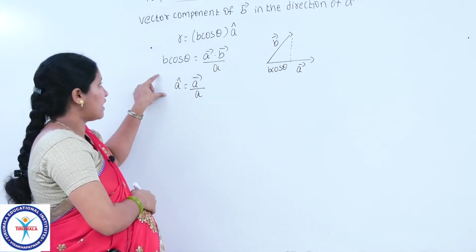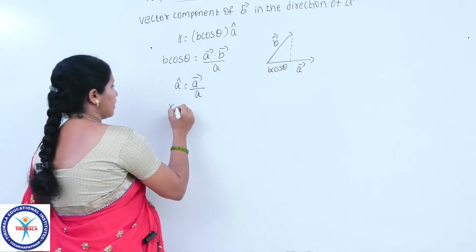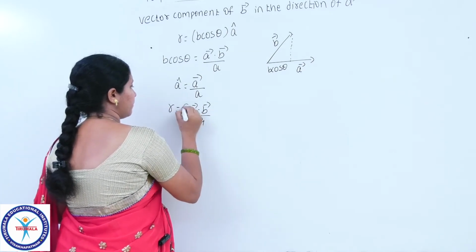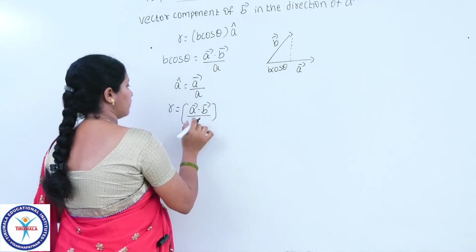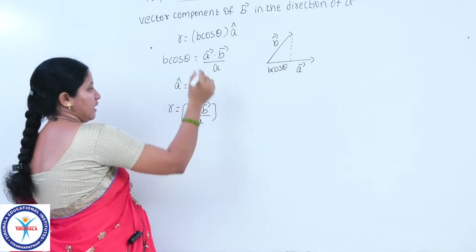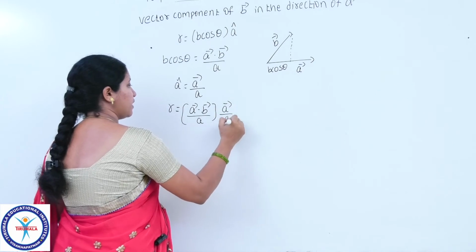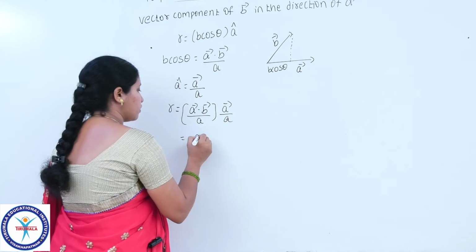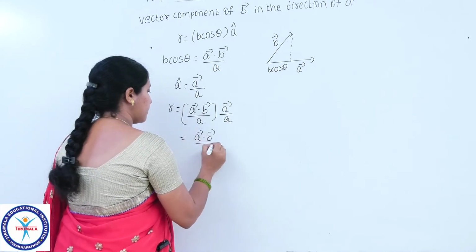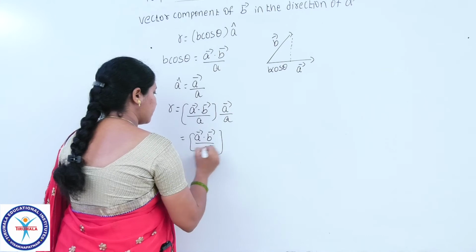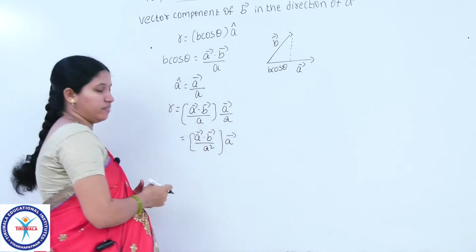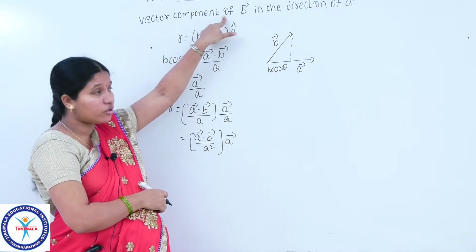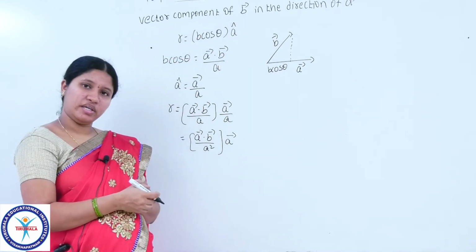So substitute these values in r, we get r is equal to a bar dot b bar by a, and a cap value is a bar by a. So a into a gives us a square. So a bar dot b bar by a square into a bar. So this is the formula to find out the vector component of b bar in the direction of a bar.